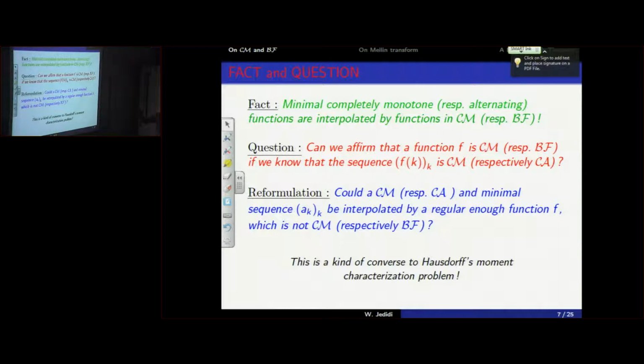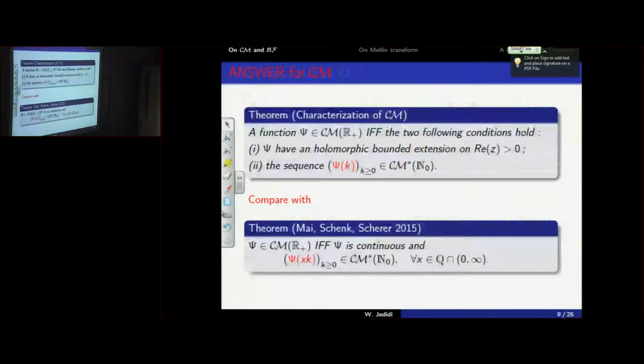Okay, and the answer to this problem will be a kind of converse to Hausdorff moment characterization problem. There are a lot of moment problems, like the Hausdorff one, the Hamburger one, and so on. Hamburger deals with the representing measure on R. Okay, this is our answer.